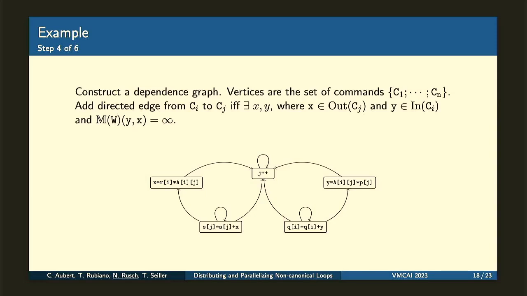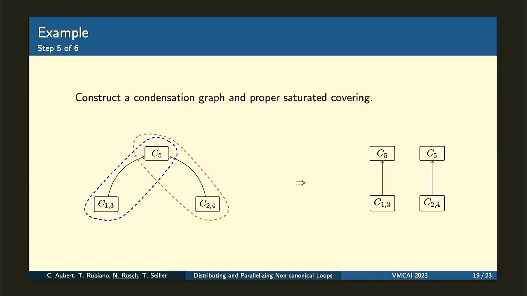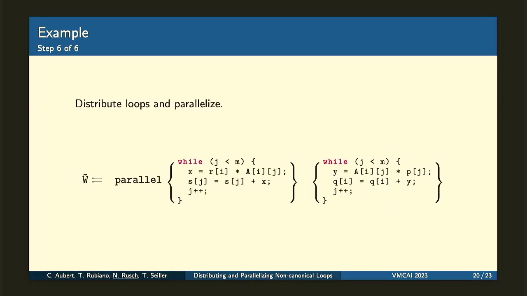And the next step is to do a condensation graph, which is a strongly connected components of what I had previously. And then figure out the covering. So it's very simple. It splits in 2 ways. I end up with this kind of partition. And from there, I can reconstruct my program with 2 parallelizable loops.